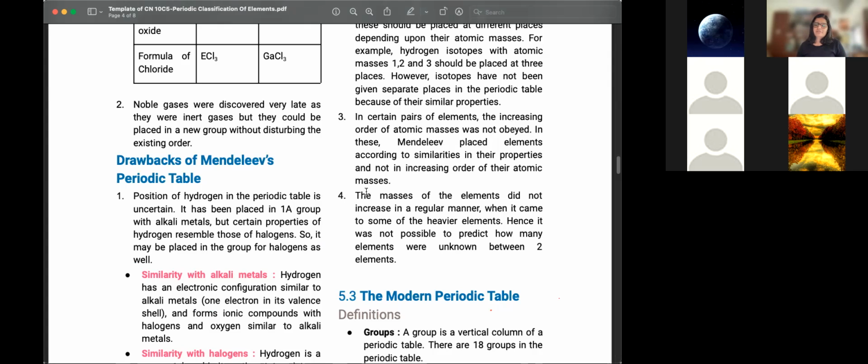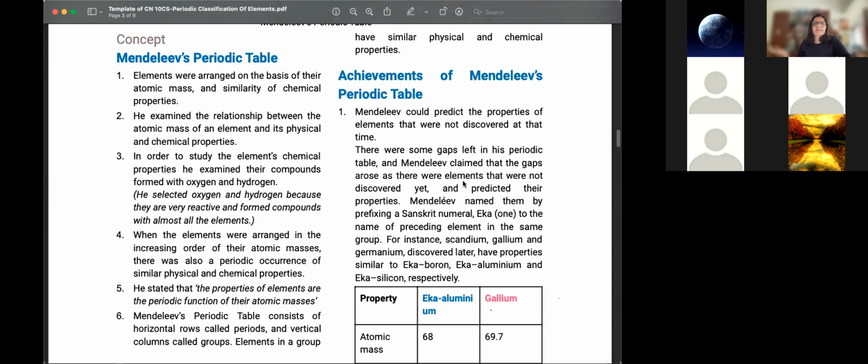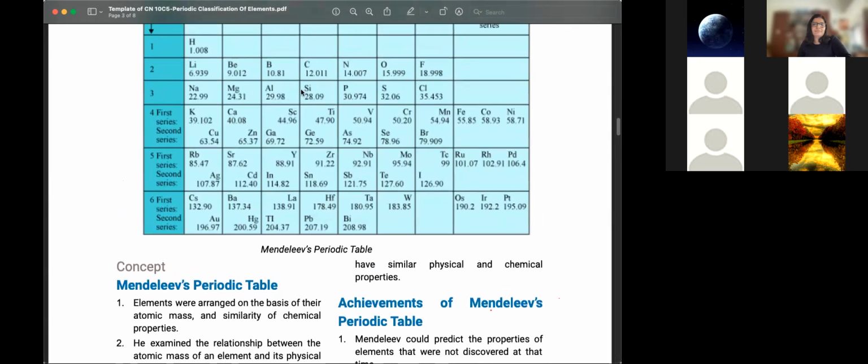And the fourth drawback is it did not increase in a regular manner. Regular manner in the sense it wasn't like 7, then 9, then 11, it was not exactly 1-to-1. You couldn't put an equation to it to figure out what will come after atomic mass 10. Is it going to be 11? Is it going to be 12? Like no one knows. So nobody could find out that order, whatever existed they put it in increasing order.